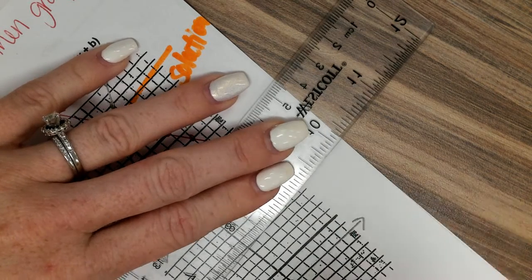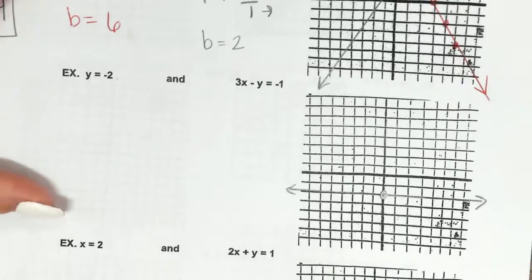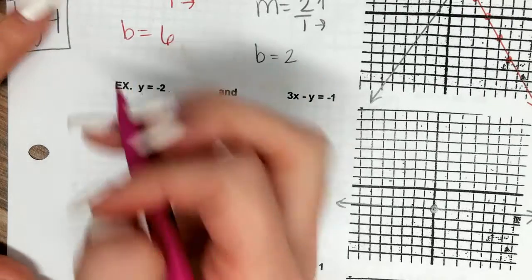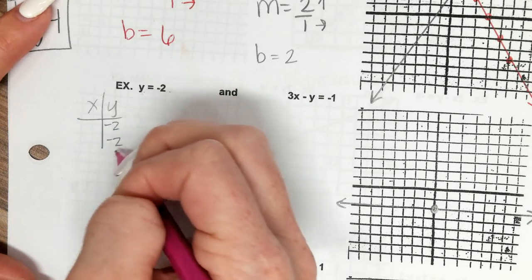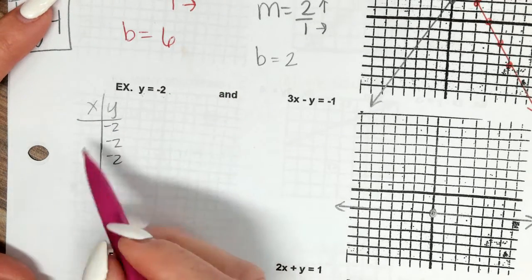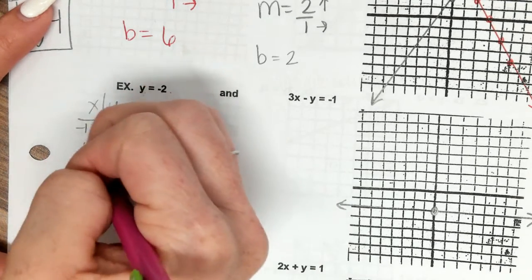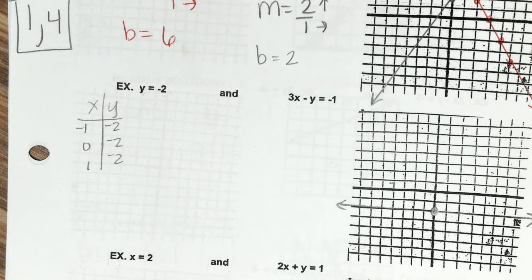If you ever get confused, simply make a table. So if you ever get confused, you can say, hey, the y always has to be what? Yeah, so then you could go -1, 0, 1, and that will help you graph it if you ever get confused on how it should look.